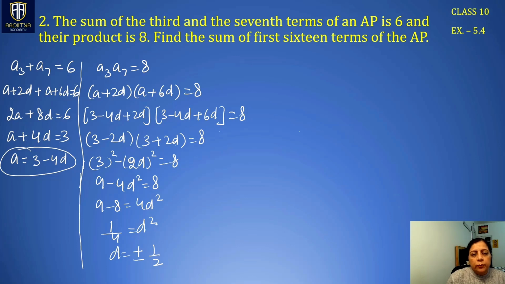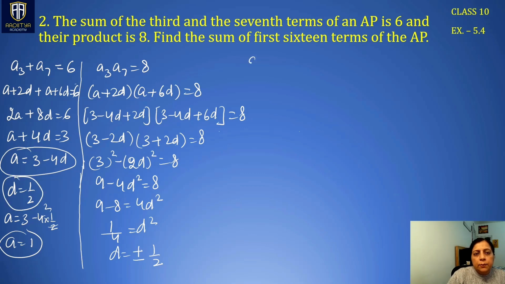So according to D, if I am taking it as plus half, the value of A here becomes 3 minus 4 into half, which is 2. So A is 3 minus 2, that is 1. When D is half, I am writing this pair here. When D is half, A is 1. This is the first setup.